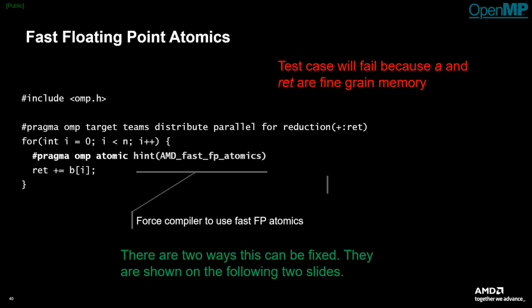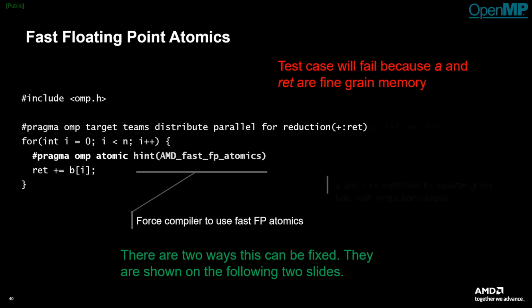So here's another example of this, floating point atomics on that kind of memory. So we've talked about when it's coarse and when it's fine. We're adding this OMP atomic hint, and so we're doing basically a reduction here. By adding this OMP atomic hint and the fast FP atomics attribute to it, we're telling it to go ahead and use fast atomics. And because this memory is fine grain, that's going to fail.